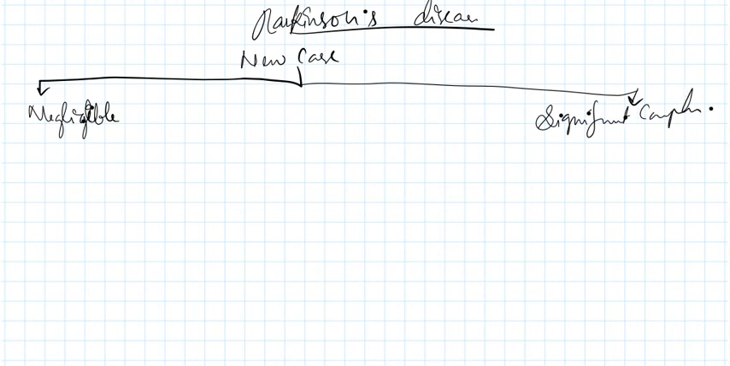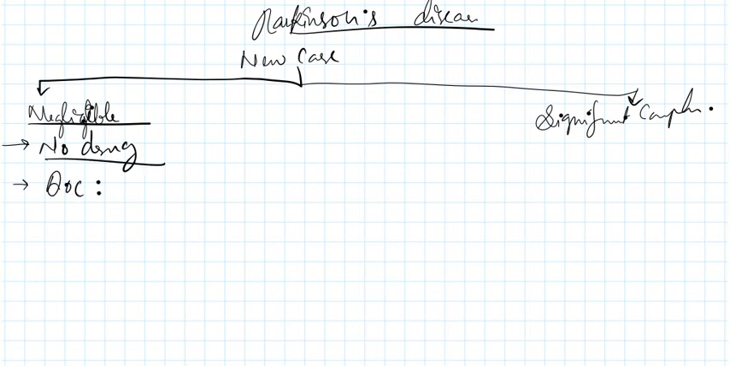The patients with negligible complaints will not be treated with any drug. But if you ask me, sir, if we want to give a drug, which drug can be preferred? Actually no drug is needed, but if needed, you can go for the drug of choice, that is MAO-B inhibitors, like selegiline, rasagiline. Or you can also go for amantadine, right?